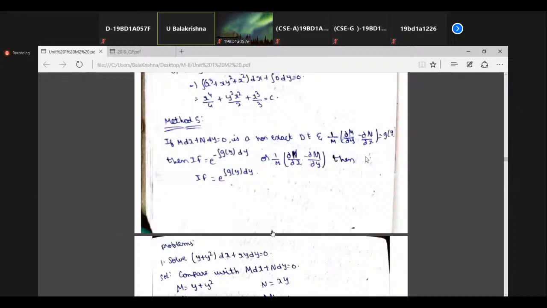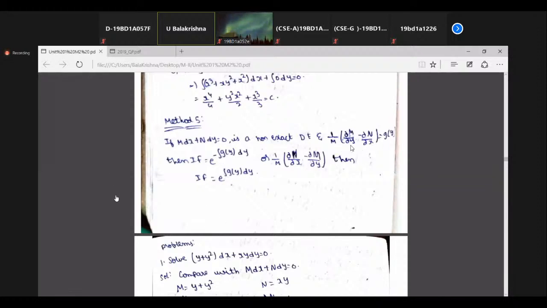See, there are two cases. Suppose you go as it is like this, dou m by dou y minus dou n by dou x. If it is purely in terms of y, the integrating factor will be e power, and you should consider minus. Or if you write 1 by m into dou n by dou x minus dou m by dou y, which is purely in terms of y, the integrating factor is e power g of y. No need to consider minus here.